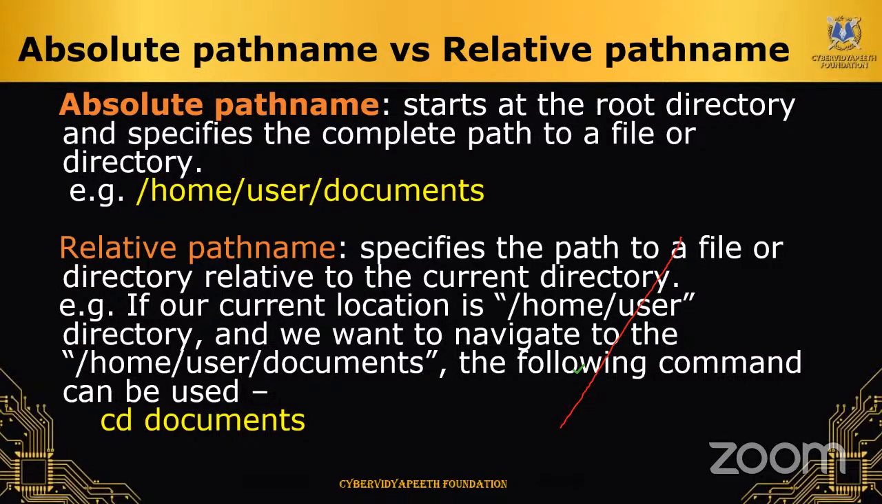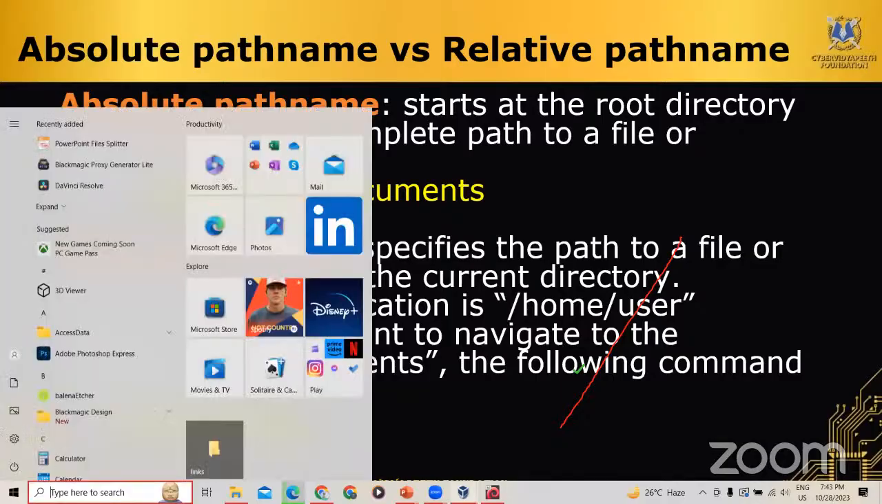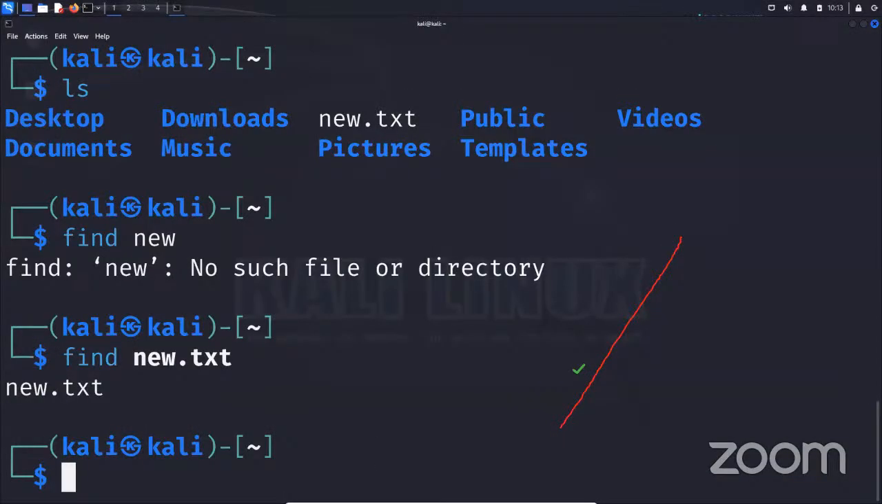For example, we want to go to the home user directory, and then we want to go to the documents directory. So we will use cd documents. This is the relative path, and the absolute path for that will be home/user/documents. Just take this as an example for relative path and absolute path.